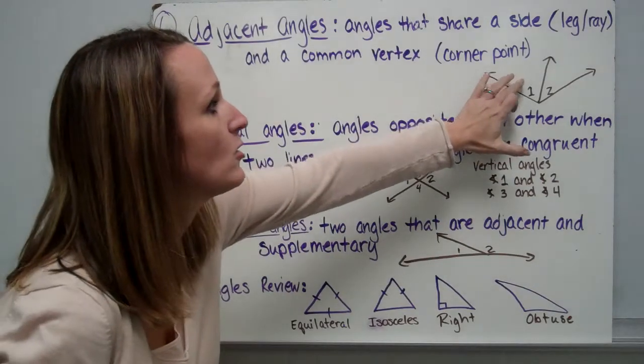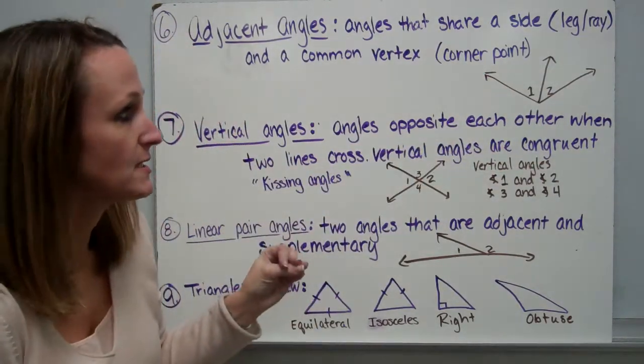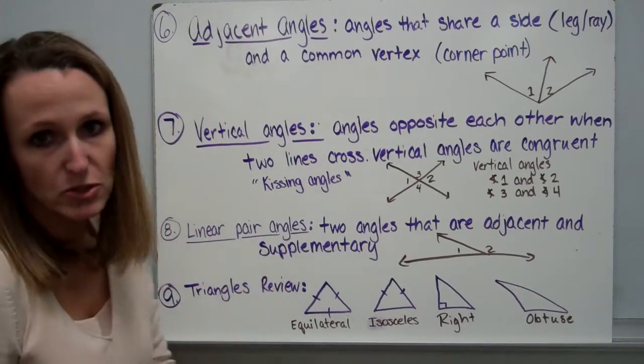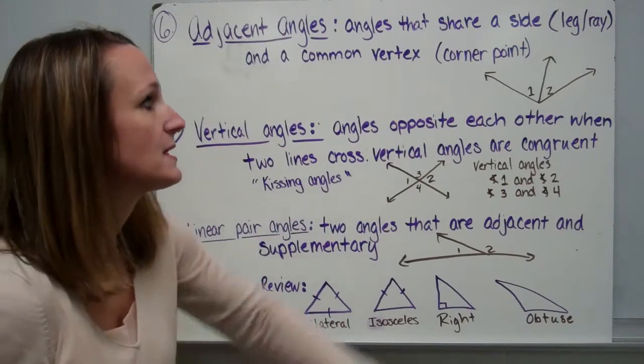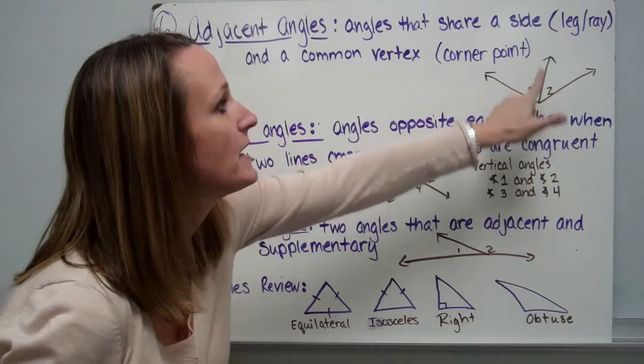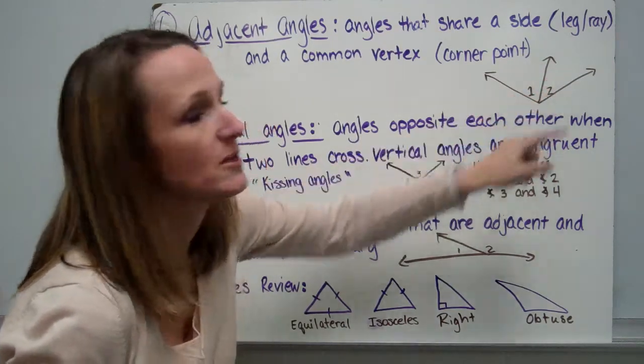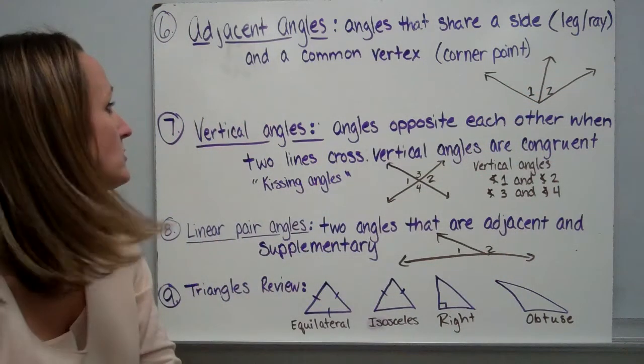So I said here, like angle 1 and angle 2, those are adjacent. It doesn't have to add up to any certain amount. They're just sitting side by side. So here they're sharing this common ray, and they are beside each other. So they are what we call adjacent angles.